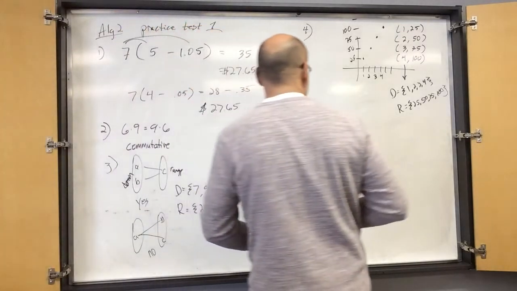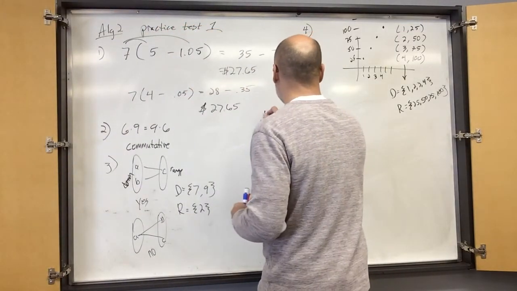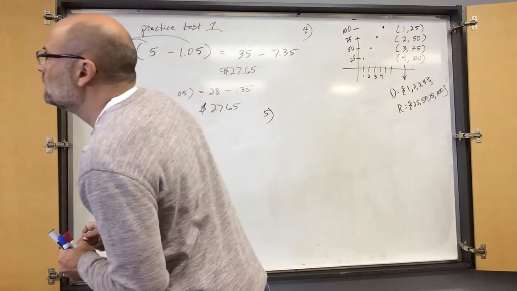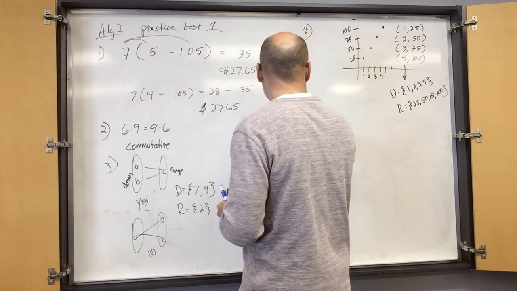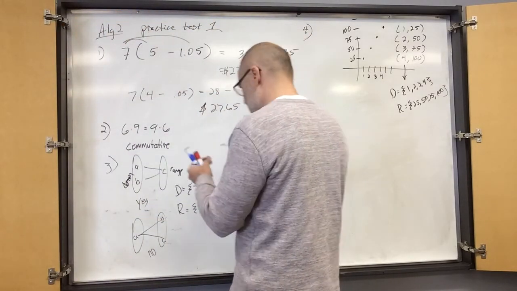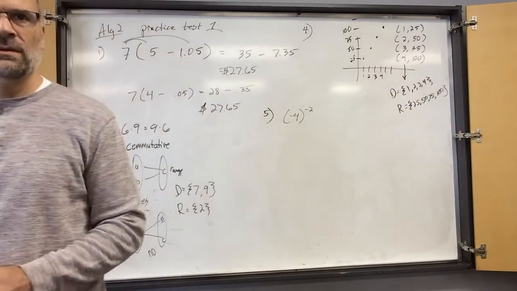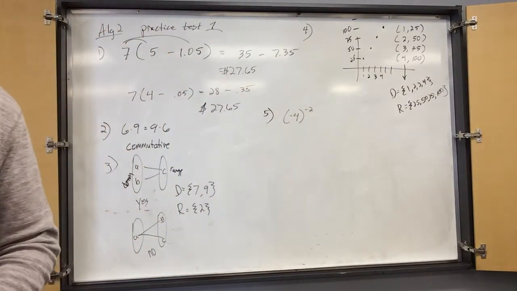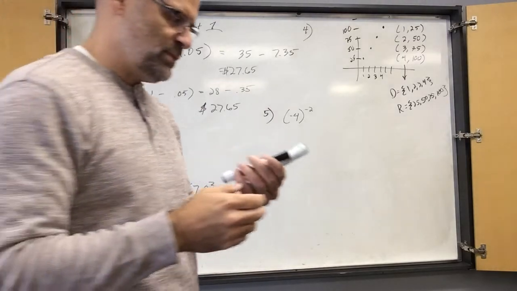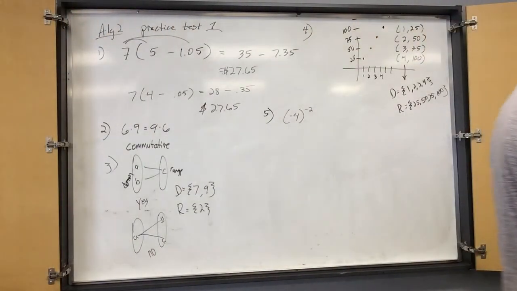Now we get into the nitty-gritty. Parenthesis, -4, to the -2 power. How do you simplify this with a positive exponent? Or not positive, let's just multiply it out. You could put that in your calculator, but don't you forget those parentheses. If you forget the parentheses, it'll mess it up.